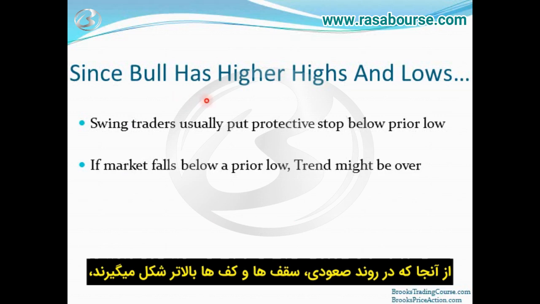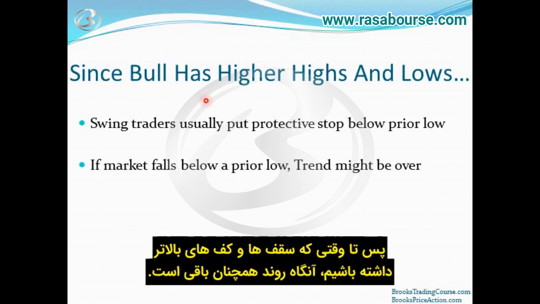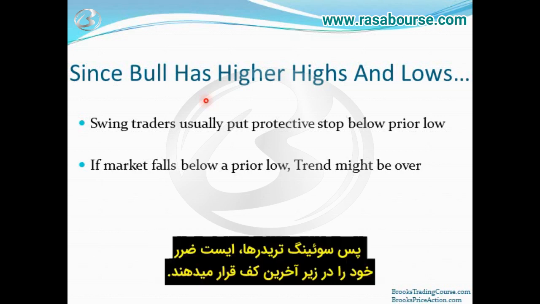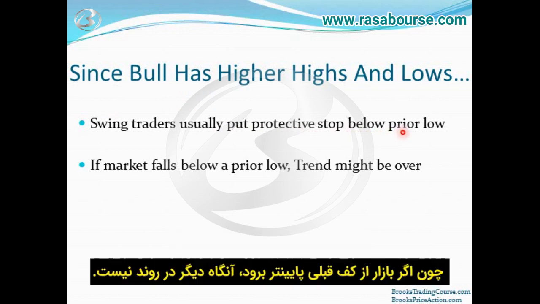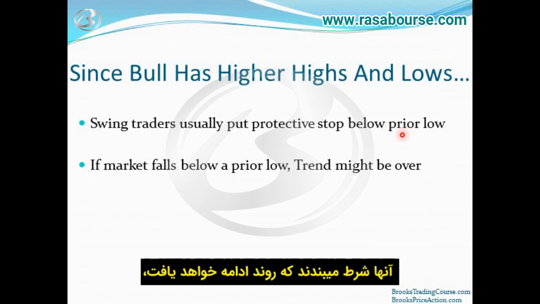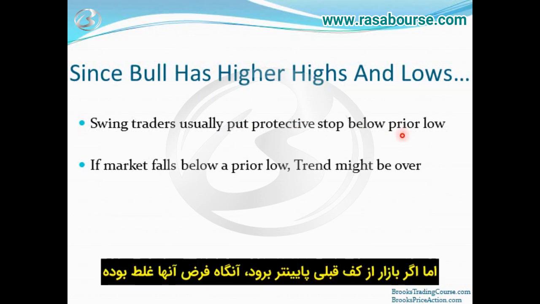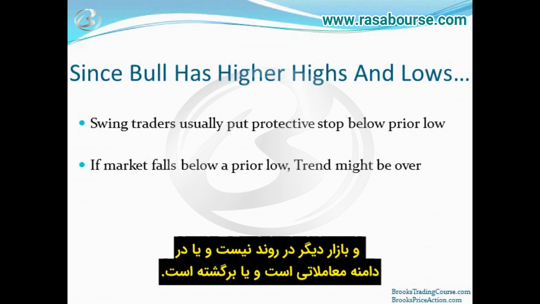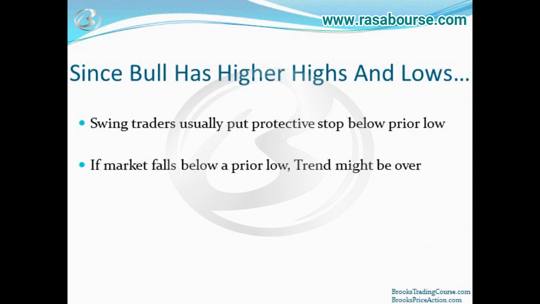Since a bull trend has higher lows and higher highs, as long as it keeps making higher highs and lows, the trend is in effect. So swing traders put their stop below the most recent higher low, because if the market falls below that higher low, the market's no longer in a trend, and they're betting that the trend will continue. If the market falls below a prior low, they'll assume that their premise is wrong. The market is no longer trending. It's either transitioned into a trading range or it has reversed.